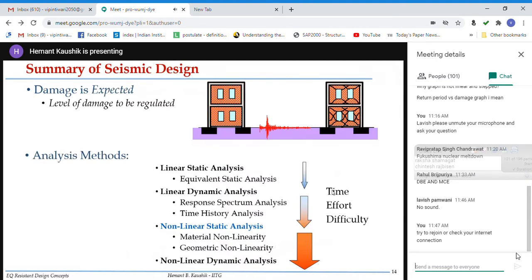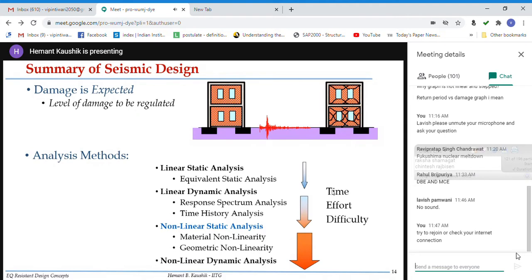Considering all these, there are so many uncertainties related to the ground motion, so many uncertainties related to the structures, and uncertainties related to the ground itself. Still we say that you expect damage, but there should not be any collapse. That is achieved if you can regulate the amount of damage, the level of damage, in these structures. Now, how do we do this? There are many analysis methods available.